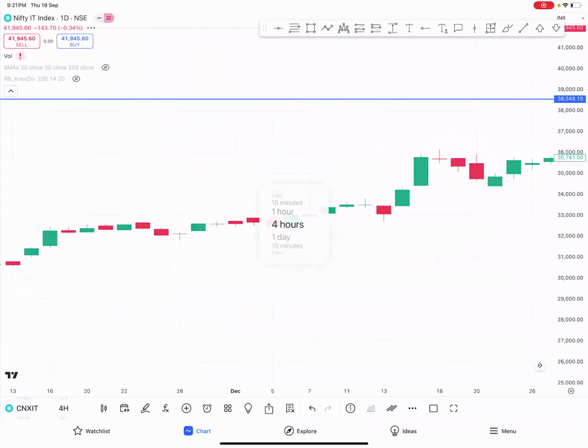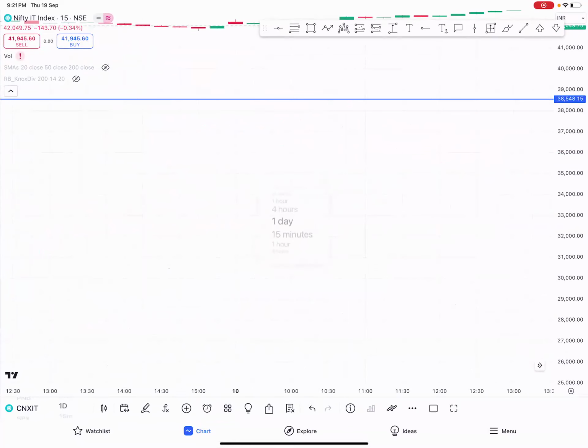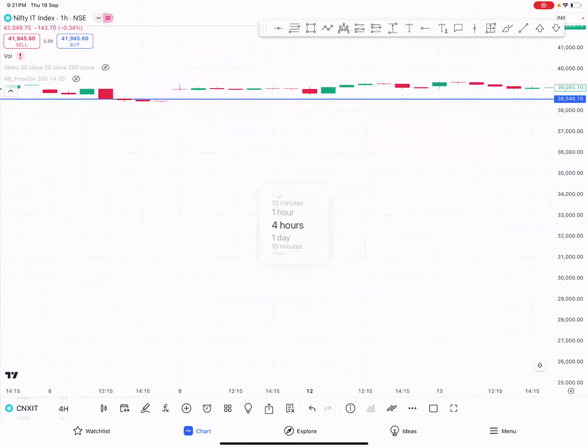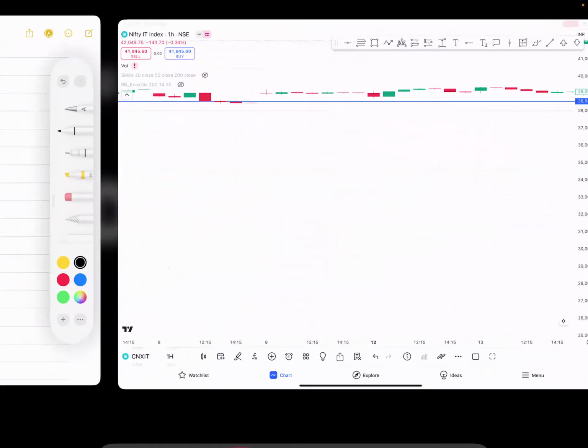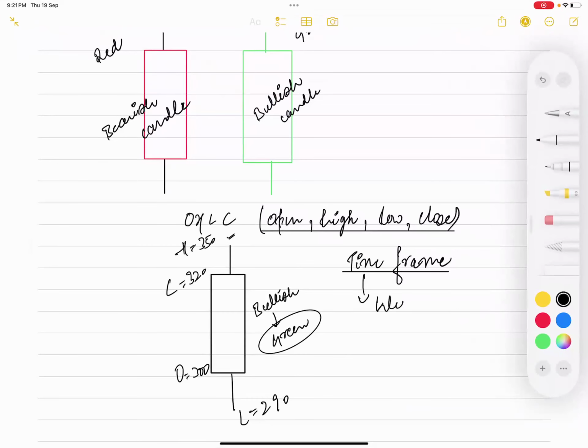For example, here if you look at TradingView, one is 4 hour, other is 1 hour, 15 minutes, 1 day. So this goes on. There can be a weekly one as well. So there can be different time frames, but the one that we will be working with is the daily candlestick chart. So this thing you can write.